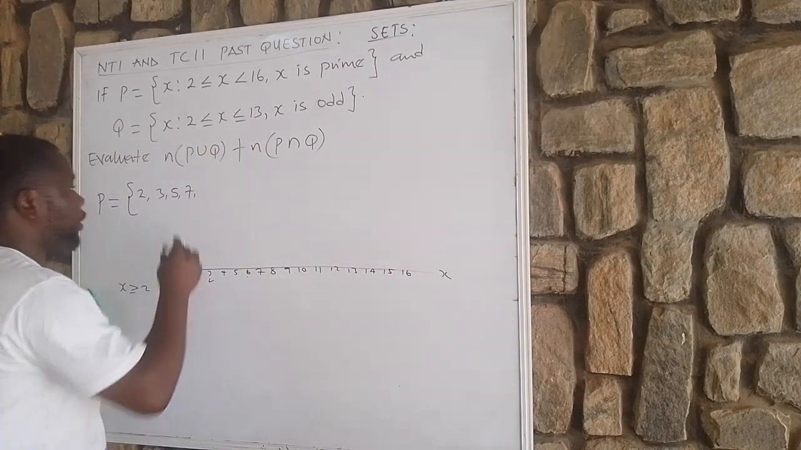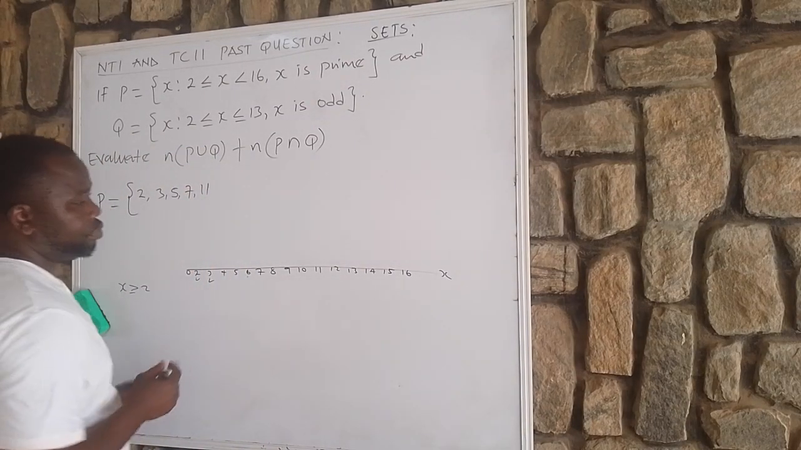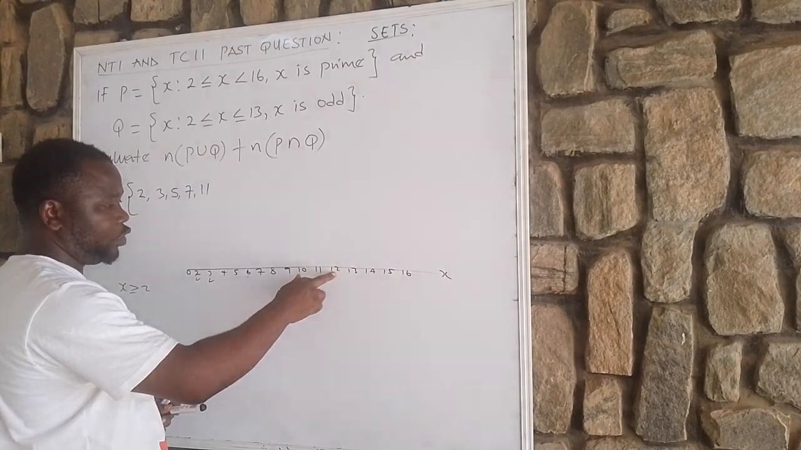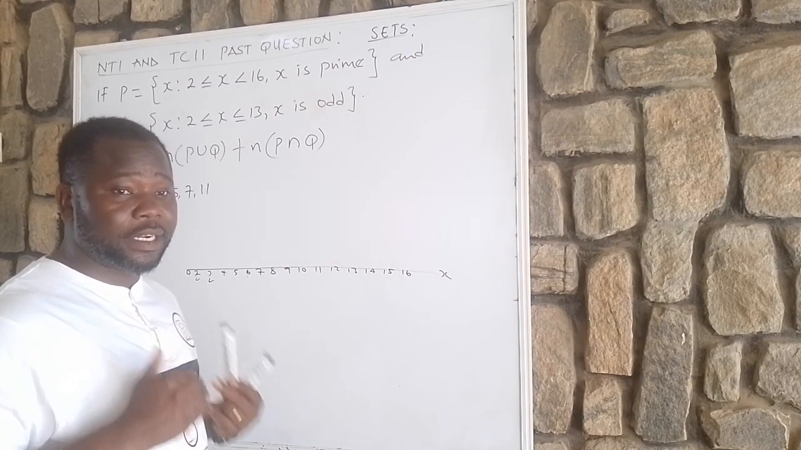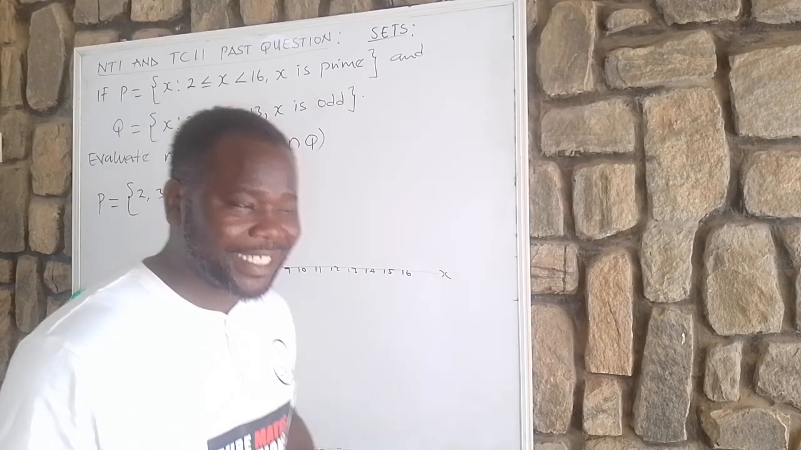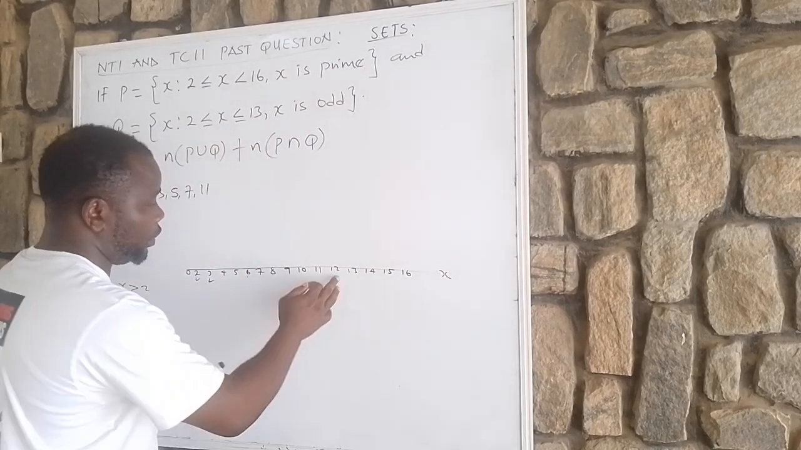It cannot divide any other thing. 12 can divide itself and 1. It can divide 2. It can also divide 3, 4, and 6. True or false? It's true.